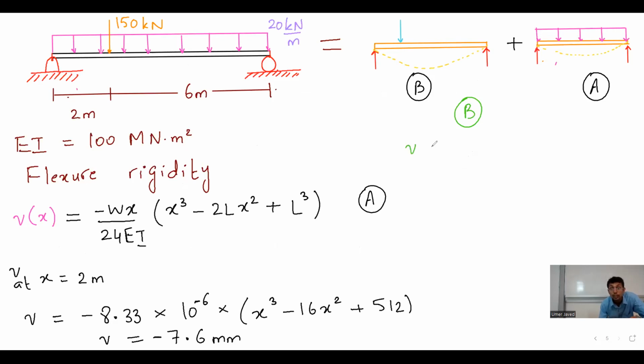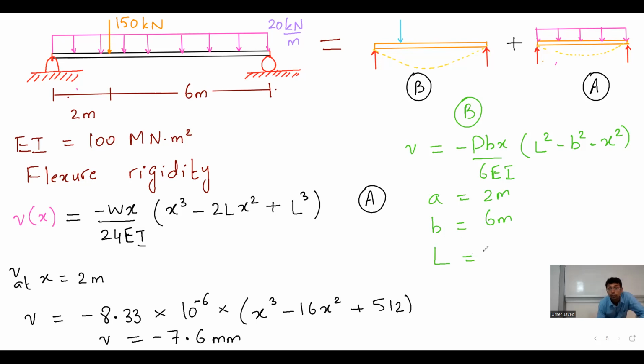So V is equal to minus PB x over 6 EI into L square minus B square minus x square. I suppose this is for the second portion from A to whatever. So this is A equal to 2 meter. I will tell you how did I write this. I will open the textbook. Or you can say that I've copied pasted from my previous problem. L is equal to 8 meter.